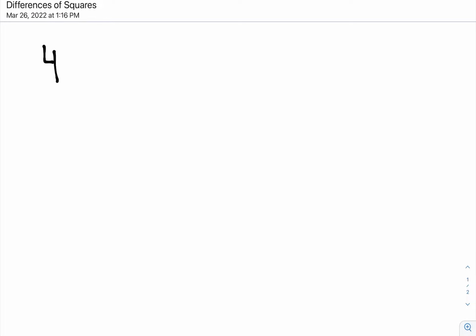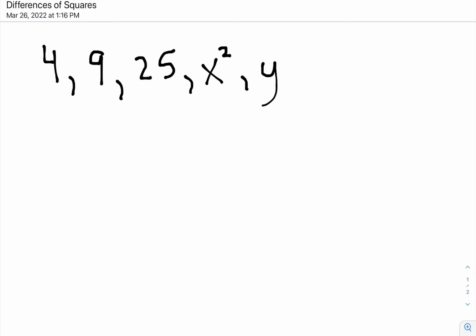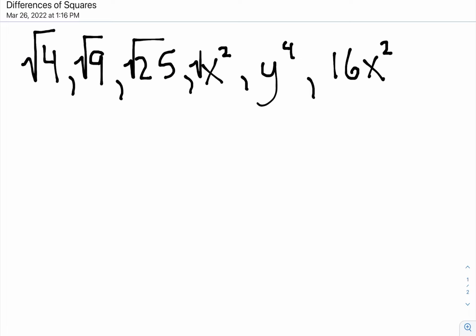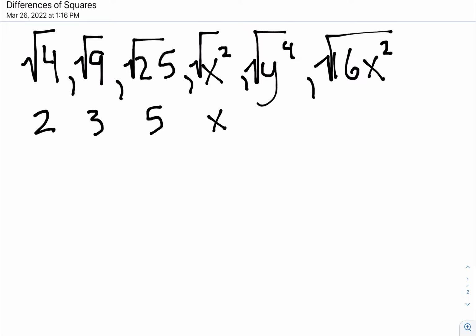Perfect squares are something like 4, 9, 25, x squared, right? Y to the fourth, maybe 16x squared. So these are perfect squares because we can square root all these numbers, and we're not going to have to deal with the hassle of writing out all these decimals, because the square root of 4 is 2, square root of 9 is 3, square root of 25 is 5, square root of x squared is x, square root of y to the fourth is y squared, right? That's those exponent laws. Square root of 16x squared is 4x.